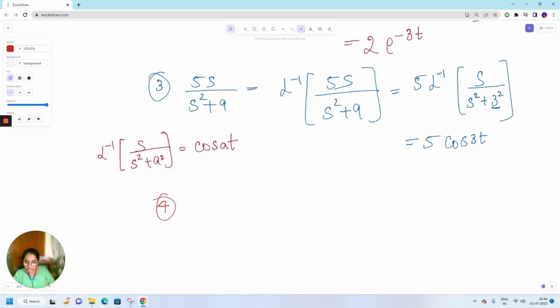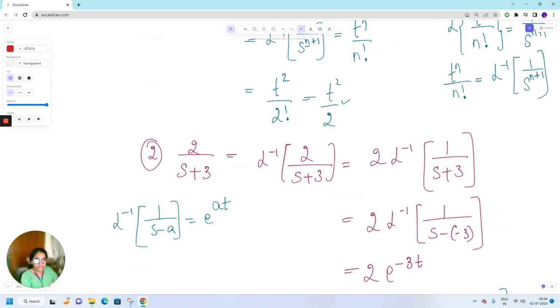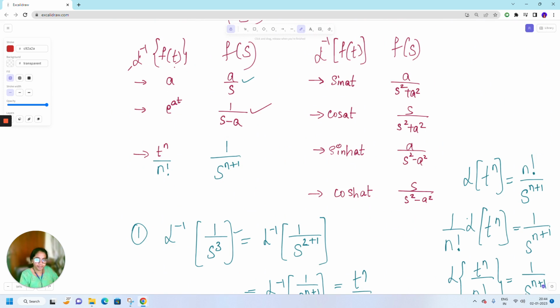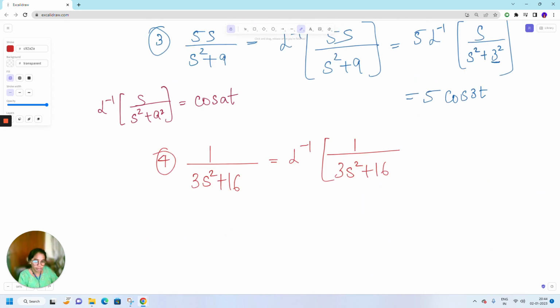Find the inverse Laplace transform of 1 divided by 3s square plus 16. That is Laplace inverse of 1 divided by 3s square plus 16. Observe the formula list. In the formula list, for s square, we don't have any coefficient, right? So let me eliminate that coefficient. How would I do that? I'll multiply the whole thing and divide it with 3.